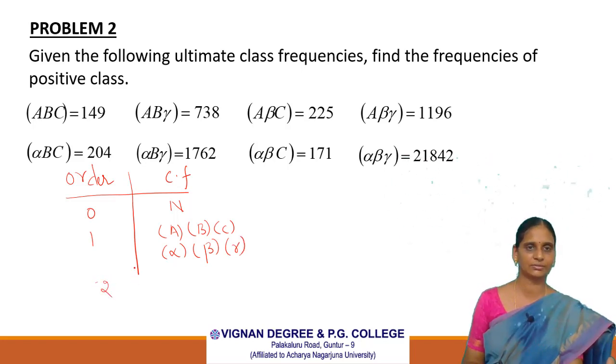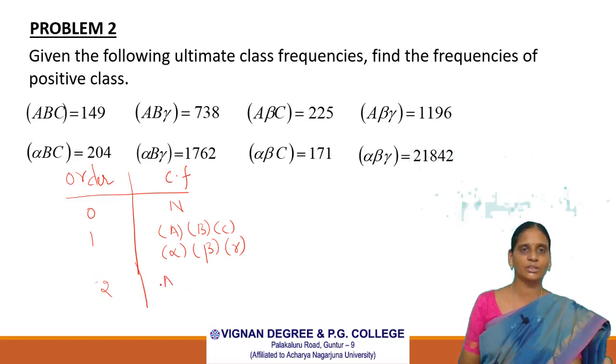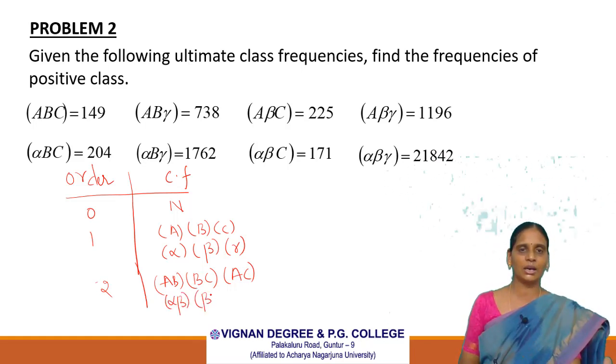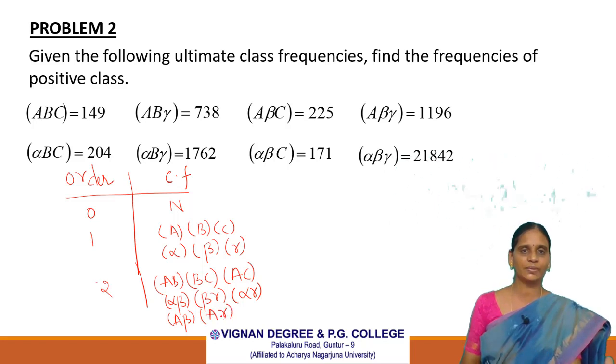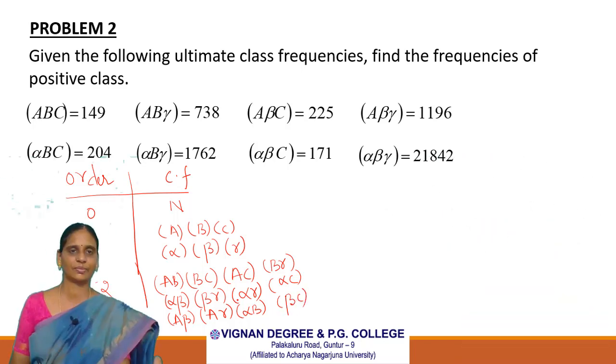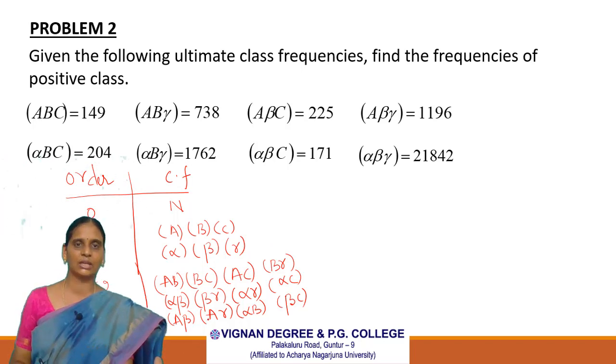In the second order, corresponding class frequencies are frequency of AB, frequency of BC, frequency of AC, frequency of alpha beta, frequency of beta gamma, frequency of alpha gamma, frequency of A beta, frequency of A gamma, frequency of alpha B, frequency of B gamma, frequency of alpha C, frequency of beta C. So in the second order, the total number of class frequencies is 12.